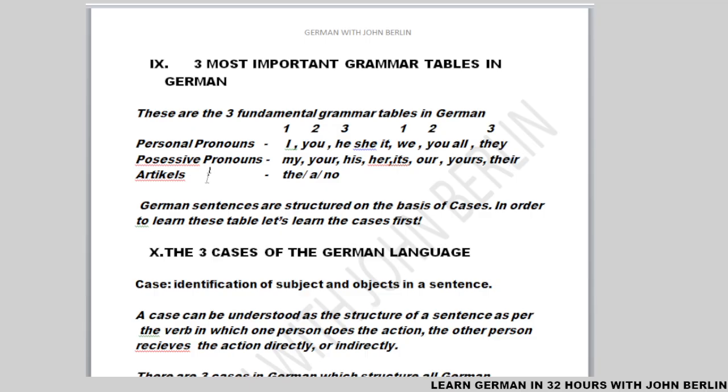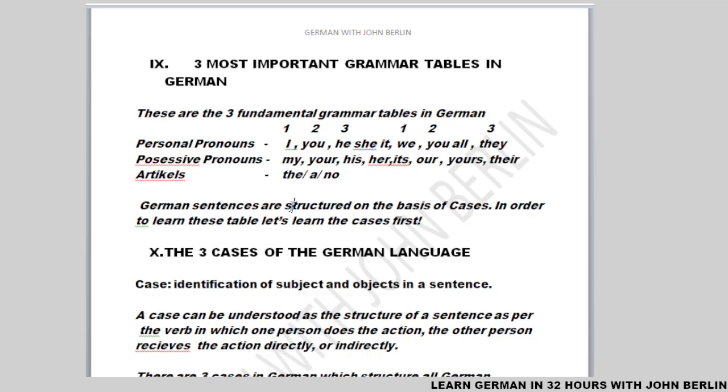And we'll also be talking about articles like the definite article, indefinite article, and negative article. For example, Germany is the best country. Berlin is a city in Germany. Germany is no Asian country. Germany is a European country. Yes. So these were the examples for the articles.